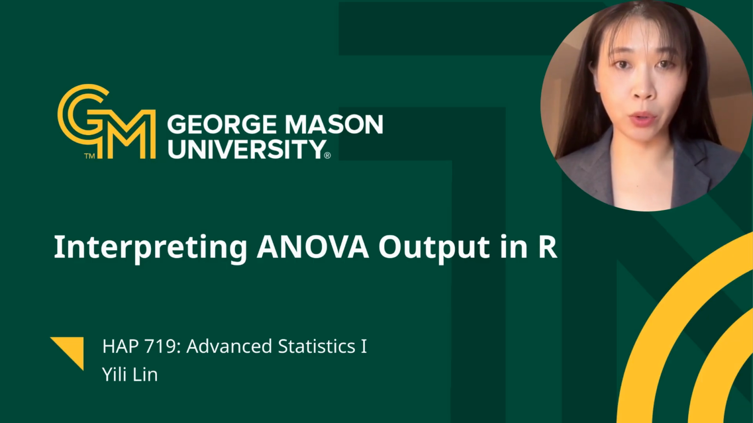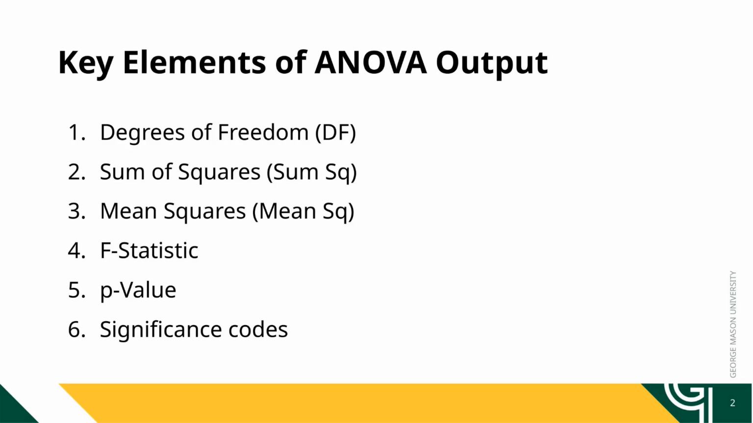In this session, we will cover how to interpret the results of ANOVA, analysis of variance, in R. Key elements of ANOVA output include degrees of freedom, sum of squares, mean square, f-value, p-value, and significance codes. In the first part, we will focus on details regarding degrees of freedom and sum of squares.